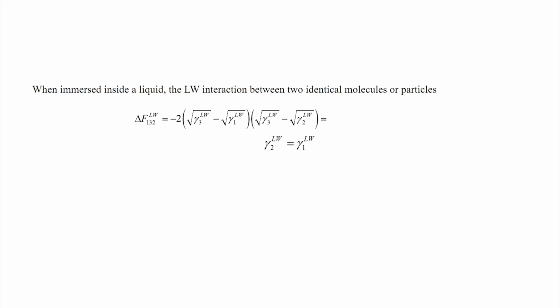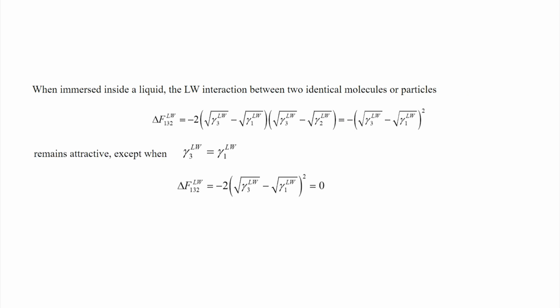And let us say that this is immersed in a material, between two identical molecules or particles. Identical means that gamma 1 and gamma 2 are same. If that is the case, then it is minus 2 times the square root of gamma 3 LW minus the square root of gamma 1 LW, and this is squared, so negative. Therefore, two identical molecules or particles immersed in a liquid will also always be attractive, except when gamma 1 and gamma 3 are same, because in that case it will be 0. So, they will be neither attractive nor repulsive.